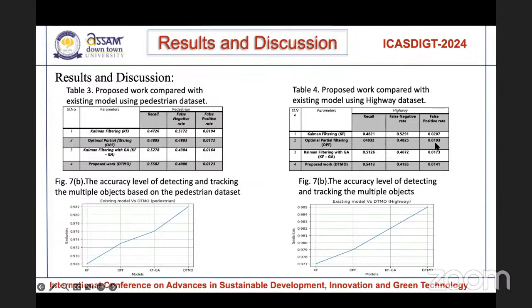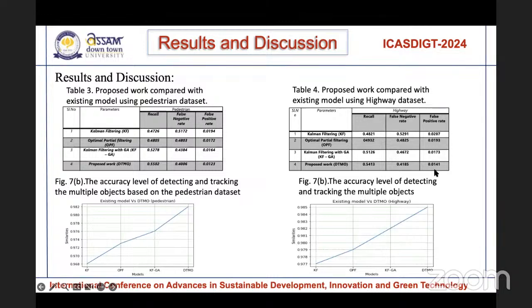And when it comes to KF with GA, the recall value is 0.5126, false negative rate is 0.4672, and false positive rate is 0.0173. And our proposed work for the highway dataset, DTMO, the recall value is 0.5413, the false negative rate is 0.4185, and the false positive rate is 0.0141.